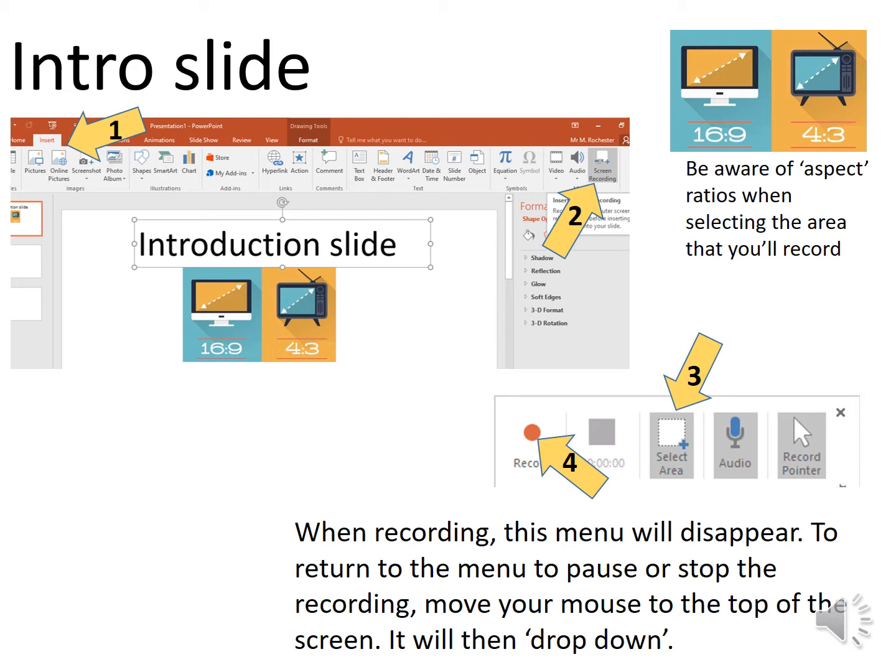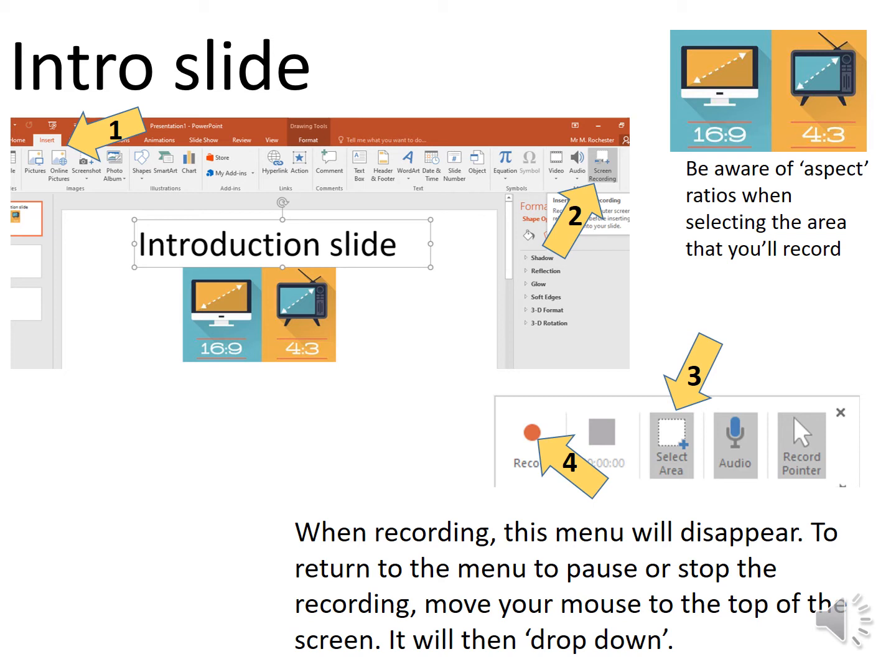Now you need to be aware of something called aspect ratio in this. Old TVs had something called a 4:3 aspect ratio, almost square. More recently we've got widescreen TVs and widescreen computers. That's called a 16:9 aspect ratio. So as long as your rectangle is somewhere round about that kind of aspect ratio, it'll be absolutely fine.